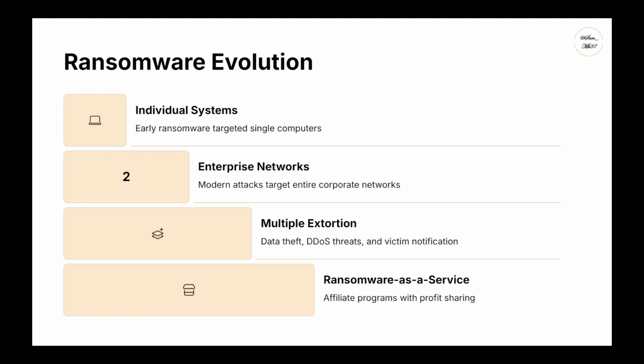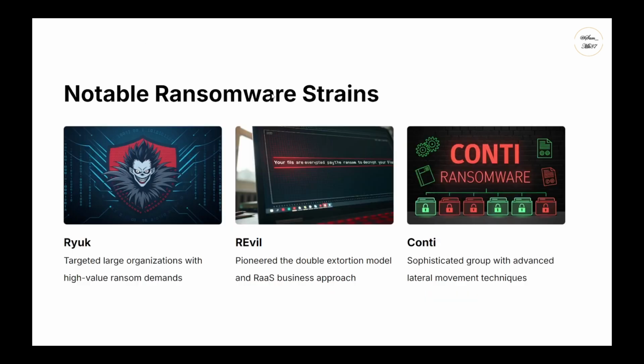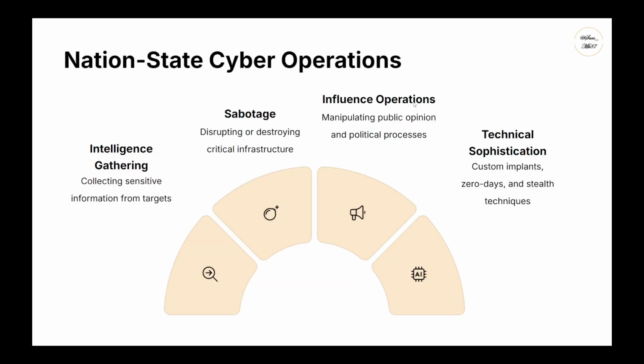Another major shift is the rise of ransomware as a service, or RaaS. This model lets ransomware developers lease their malware to affiliates who carry out the attacks. In return, the developer gets a cut of the ransom payment. It makes ransomware more accessible to less skilled attackers while increasing the scale and frequency of the attacks. Again, there are some notable ones that I think we can skip.